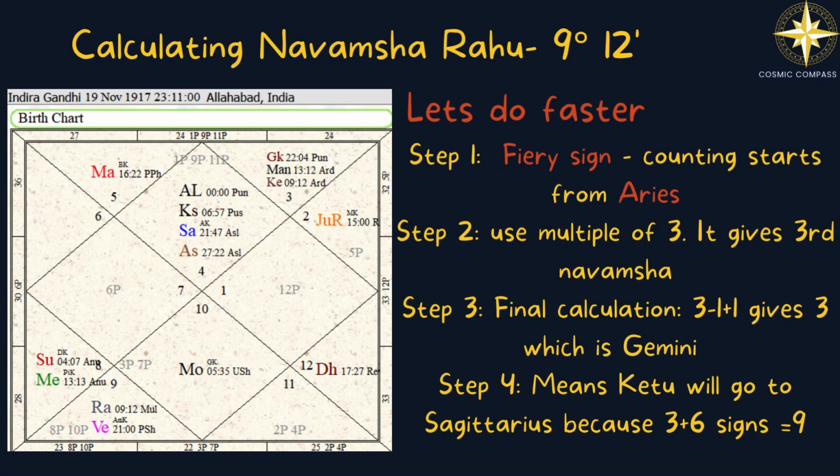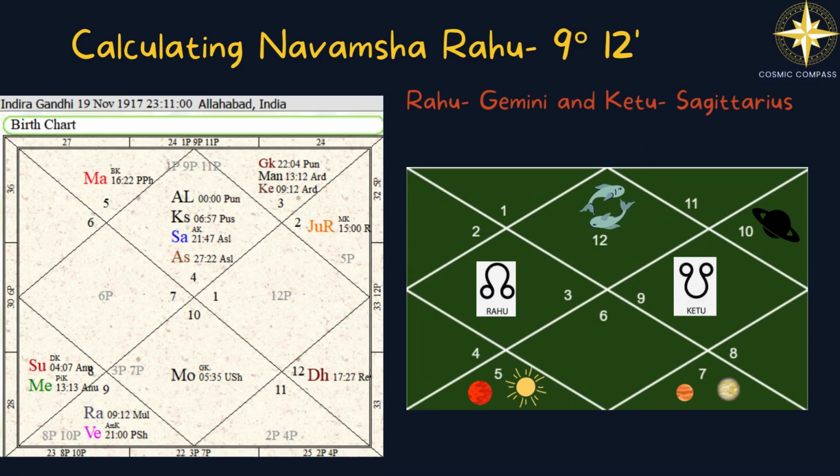Calculating Navamsha Rahu, 9 degrees 12 minutes. Step 1. Fiery sign. Counting starts from Aries. Step 2. Use multiple of 3. It gives 3rd Navamsha. Step 3. Final calculation. 3 minus 1 plus 1 gives 3, which is Gemini. Step 4. Means Ketu will go to Sagittarius because 3 plus 6 signs equals 9.